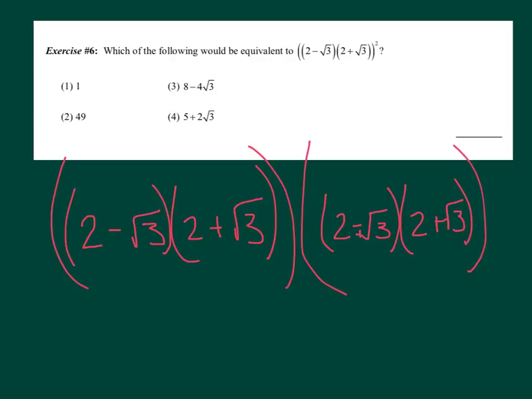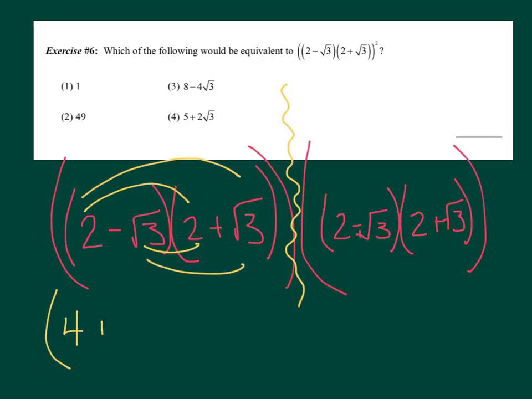Let's just start with the first one. I'm going to kind of break it up here. Let's just start on this side, and let's go ahead and FOIL that out. So when I FOIL that out, I'm going to get 4 plus 2 radical 3 minus 2 radical 3 minus radical 9. Would you agree with that? 4 plus 2 radical 3 minus 2 radical 3 minus 9.